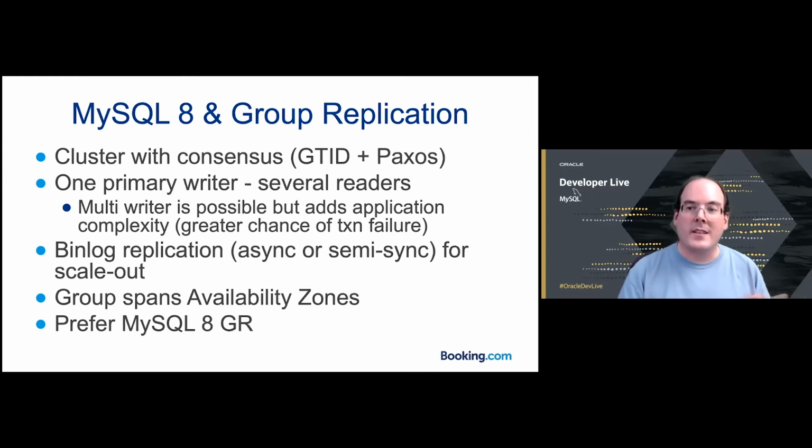So in order to get the scale out that we need, we use standard binary log replication, usually async replication for us, for scale out. Our groups span availability zones. You want to do that because then when one of your availability zones has a catastrophic failure, the other members of the group in the other availability zones will be able to gain consensus, form a quorum, and continue processing transactions. We prefer MySQL 8 group replication.